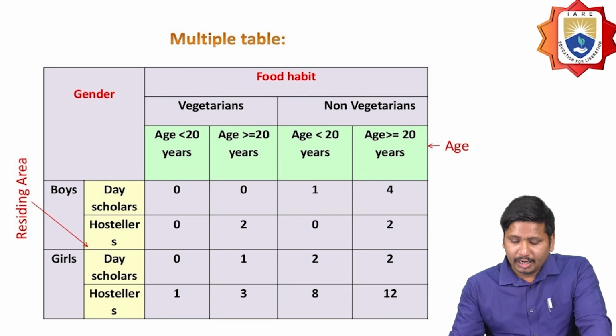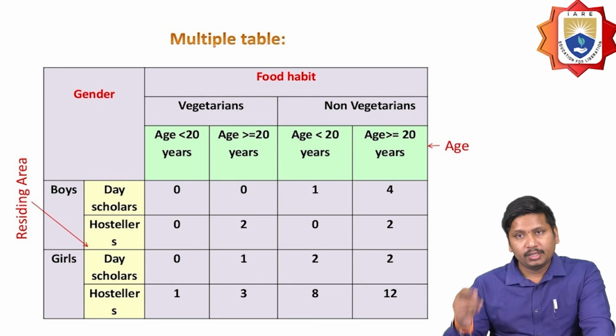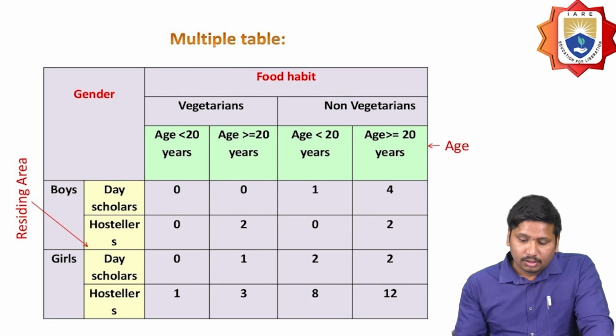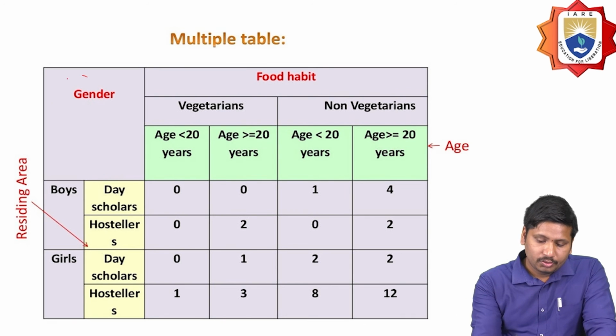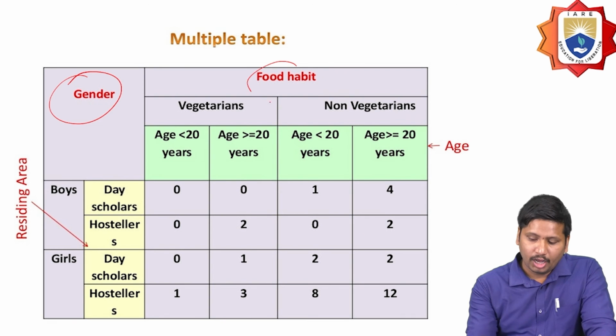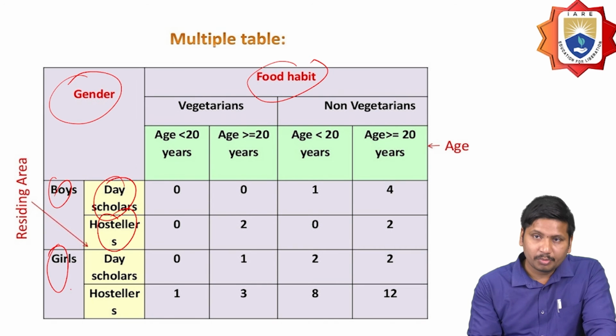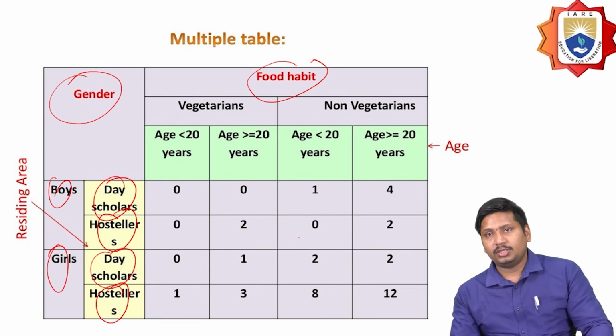And then what should be the multiple table? So multiple table is nothing but, so the same thing I am going to take out. So gender and then food habit. So gender is boys and girls, and multiple table means once again the boys is going to be divided into two categories like day scholars and hostelers, and similarly I can classify the girls into two types like day scholars and hostelers.